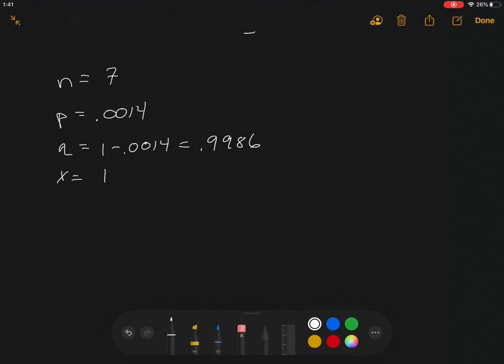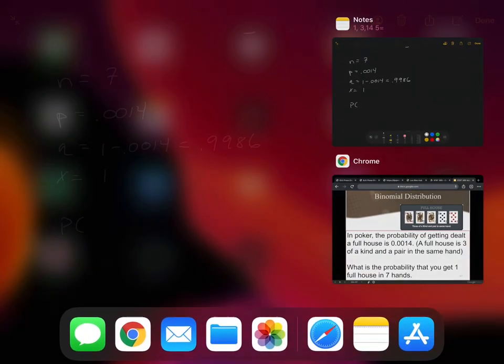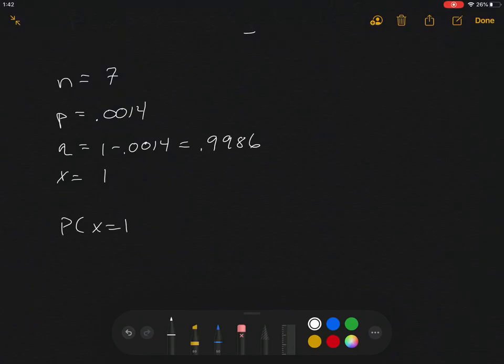I have all my values, and I can find out what's the probability of getting exactly 1 full house out of 7 hands. So x equals 1. That would equal 7 choose 1 times the probability of a success, 0.0014 raised to the first power, times the probability of a failure, 0.9986 raised to the 6th power. And that's my setup for the formula. And then I'd calculate that and get what the probability is, either by calculator or by hand.